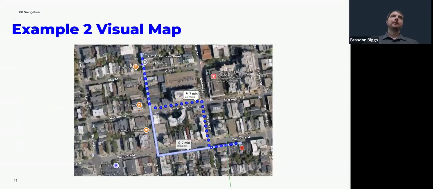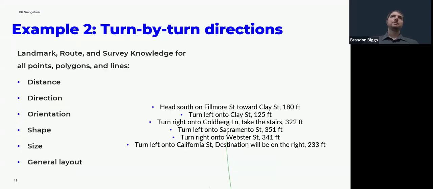The next is a navigation map using turn-by-turn directions. I can read these out. Basically, continue along Fillmore Street for 23 meters. I'm going to make this up because I'm not going to read through it exactly. Then turn left onto Clay Street, walk 23 meters, and then turn left onto Webster Street, walk 15 meters. That's the information you're given in turn-by-turn directions.